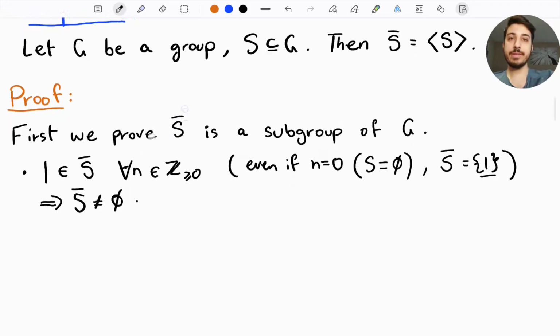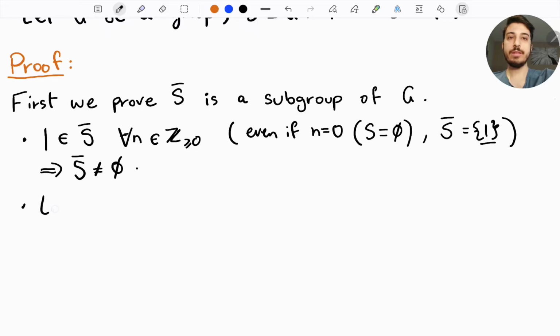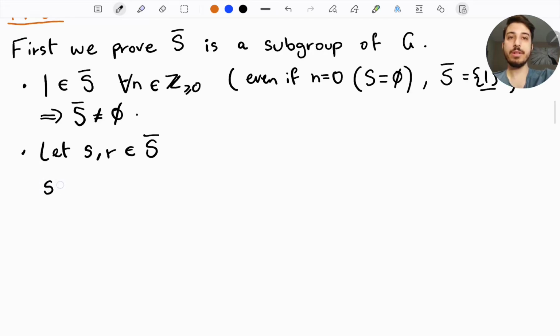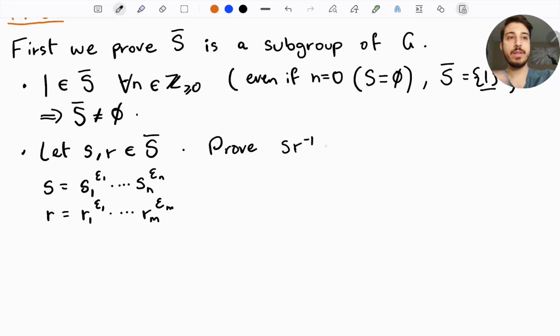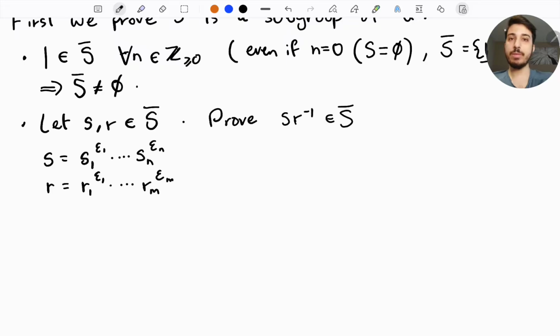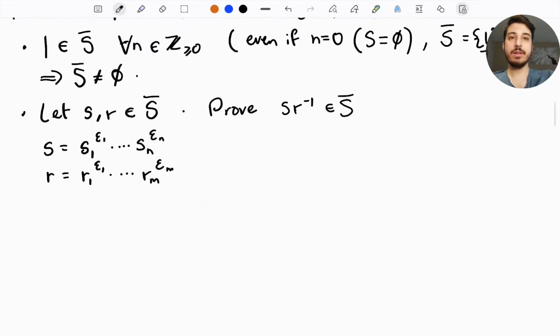The second part in proving that it's a subgroup of G is if we let S and R be two elements in S bar. If there are two elements in S bar, they could be written as a finite product, S1 epsilon 1, all the way to Sn epsilon n, and the same goes for R, R1 epsilon 1, all the way to Rm epsilon m. And we want to prove that S times R inverse is also an element in S bar. So it's also a finite product in the form that we've seen earlier in S bar. So let's see what S R inverse looks like.